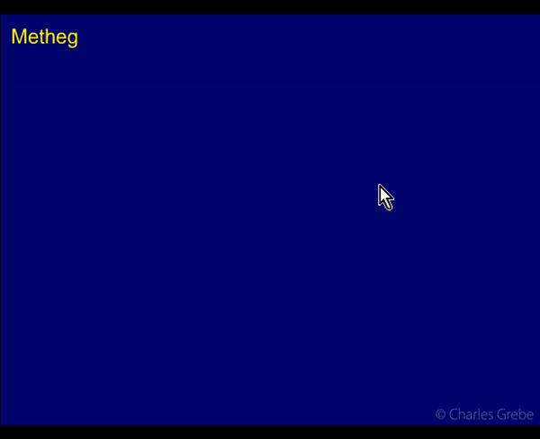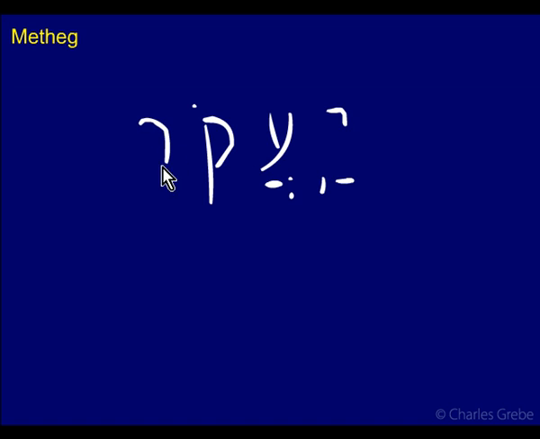Let's look at a third use. This is, let me write it here first. Can you read that word? It's a biblical name. So if we want to read this, there's a Metheg. So effectively we have a syllable division here, and then we have another one here because we need a closed syllable here.